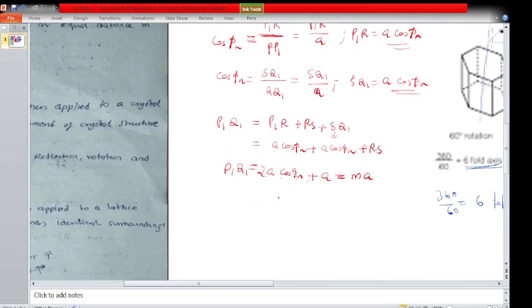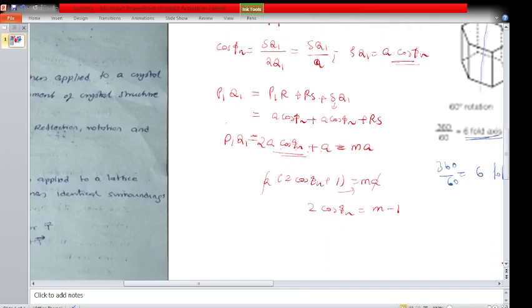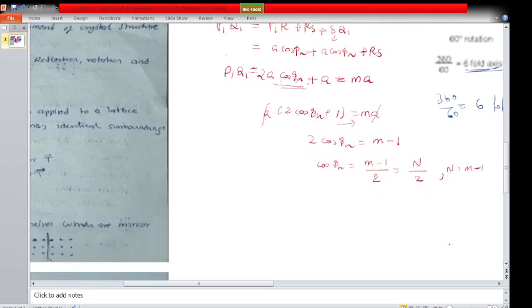And then we have this. From this we can write A times 2 cos phi n plus 1. This will be M times A. This A and this A will get cancelled. So we will get 2 cos phi n equal to M minus 1. You take 1 to the other side. And then cos phi n will be M minus 1 by 2. For this M minus 1, I will write capital N by 2. So N is equal to small m minus 1. So this condition has to be satisfied for that axis symmetry.